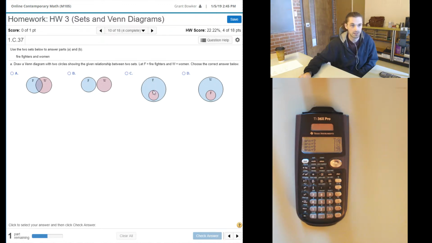Part C, the woman set is located inside of the firefighter set, so that says all women are firefighters, but not all firefighters are women. It's not correct. Not all women are firefighters. I know, my mom is not a firefighter. Okay. B says that no firefighters are women and no women are firefighters. Right? They're disjoint sets here. So that says there's no overlap.